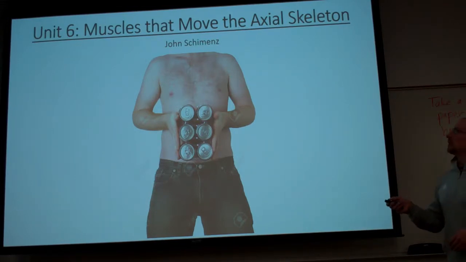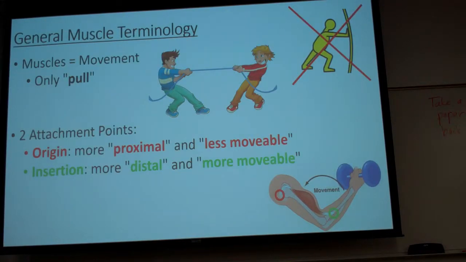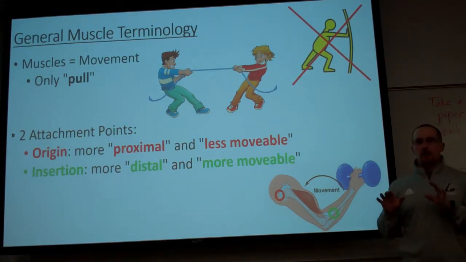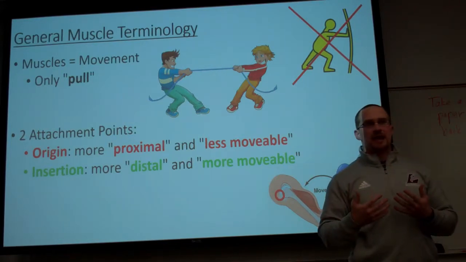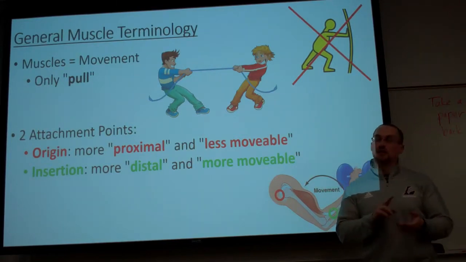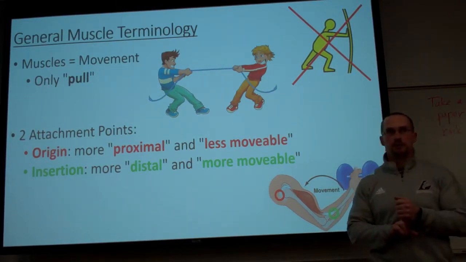So the muscles we're going to look at are the muscles that move the axial skeleton. So basically, the muscles that move the head, the neck, and the trunk. That's what we're going to look at today. To start with, these terms are not going to be quizzed on, but I just want to introduce them in case they come up in another class of yours, in case they come up in lecture.